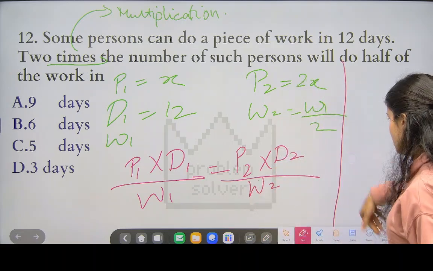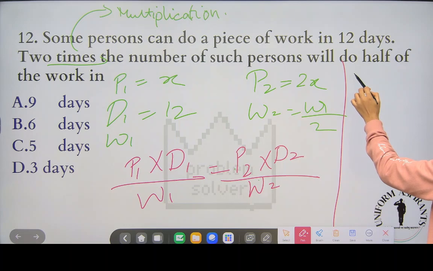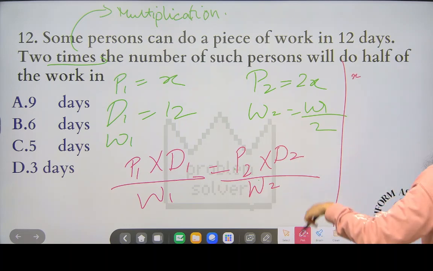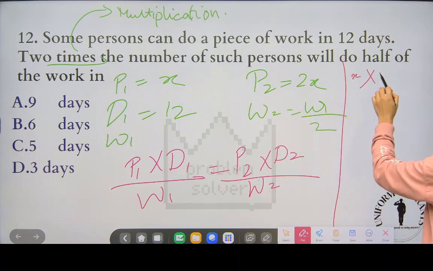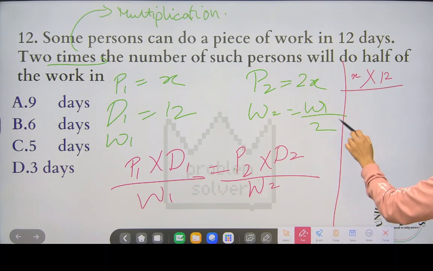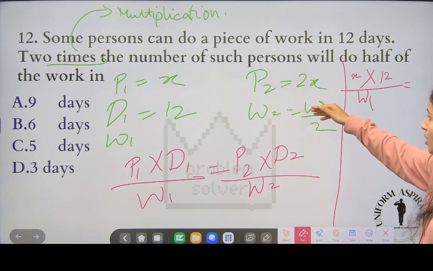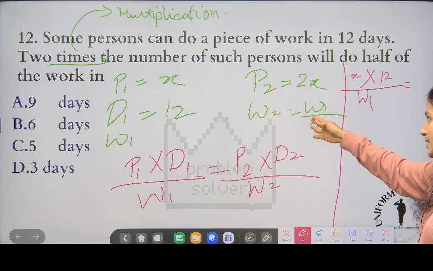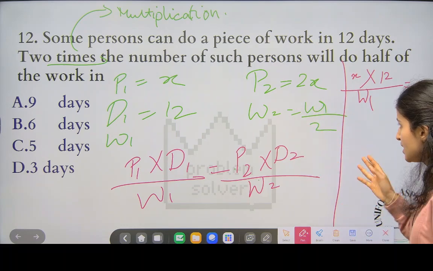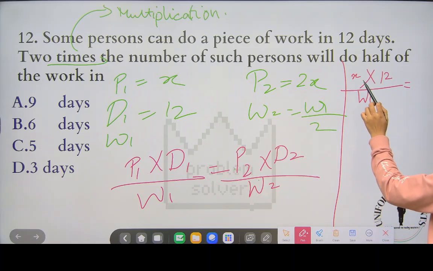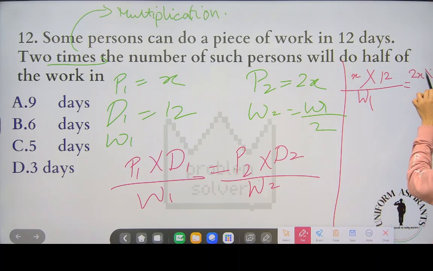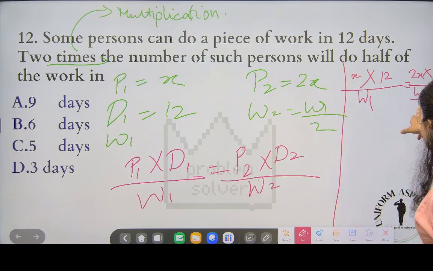Now see here. What is P1? We have assumed it as the number of persons, let it be X. How many days are they completing the work? 12 days. W1 you don't know, let it be W1. We have written already the condition. That number of people are double means 2x and work is done half means W1 upon 2. So what is number of people? 2x. How many days you don't know, right? Here D2. What is the work done? W1 upon 2.